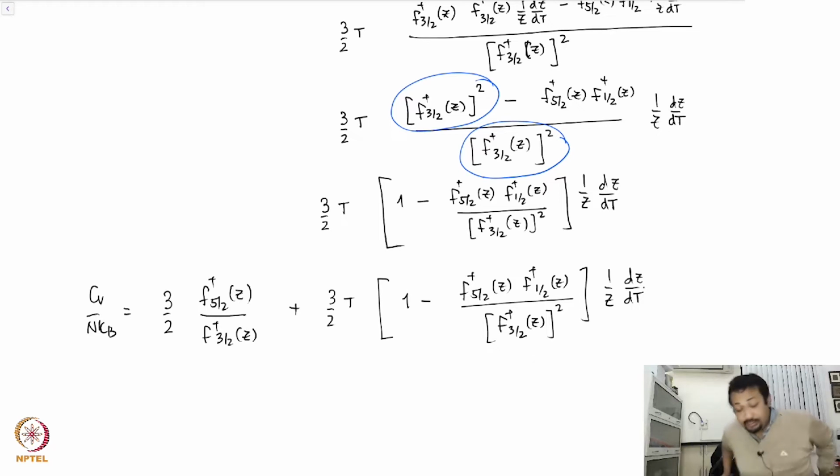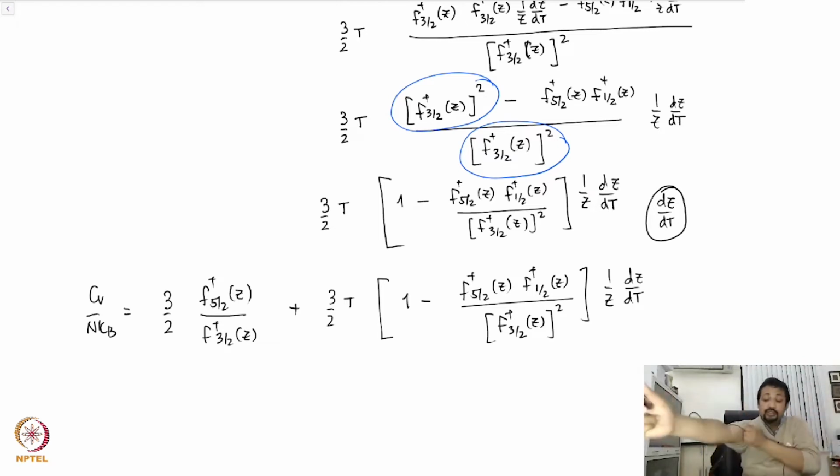Now it remains for us to determine this derivative dz/dT, and I note that this is not a very simple task. Why is that? Because it's not that z is equal to e to the power beta mu, but one can be tempted to just take the derivative of beta with respect to T and be done away with. One has to also note that the chemical potential needs to be determined as a function of T. So this is a very complicated, non-trivial task, but you can simplify this.